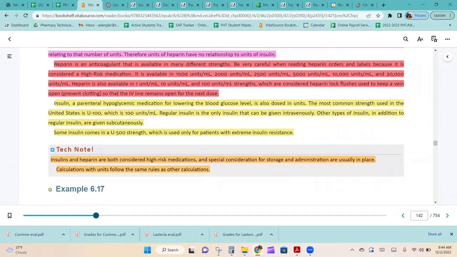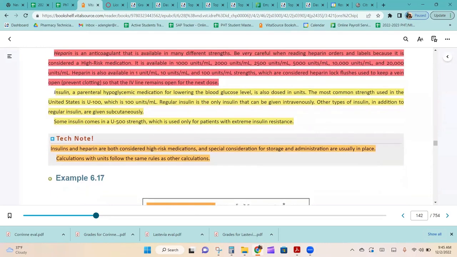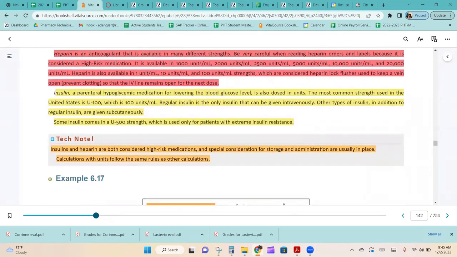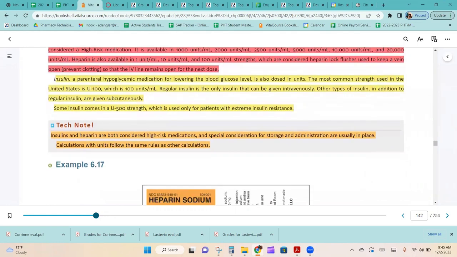Heparin is an anticoagulant that is available in many different strengths. Be very careful when using heparin orders and labels because it is considered a high-risk medication. It is available in 1,000 units per ml, 2,000 units per ml, 2,500 units per ml, 5,000 units per ml, 10,000 units per ml, and 20,000 units per ml. Heparin is also available in 1 unit per ml, 10 units per ml, and 100 units per ml, which are considered heparin flushes, used to keep a vein open to prevent clotting so that the line remains open for the next dose.